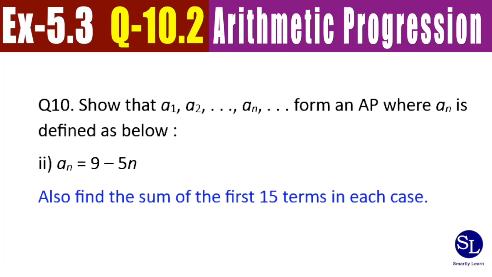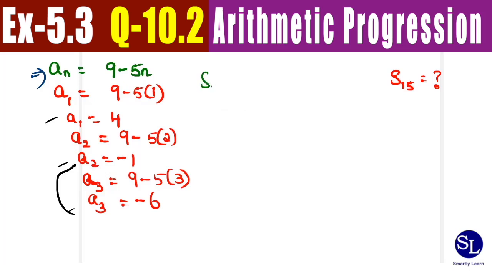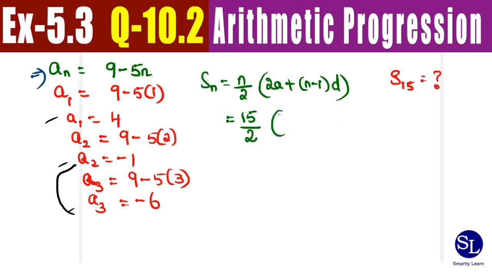Now the second part of that question was to find the sum of 15 terms. So they are asking us what is the value of S15. Now let us write the formula for Sn and then we can pick that and substitute it. So Sn is equal to n by 2 into (2a plus (n minus 1)d). So here n is 15 because they asked us the sum for 15 terms. 15 by 2 into 2a. So 2 into the a value, which is 4, is 8, plus n minus 1, which is 15 minus 1, that is 14.